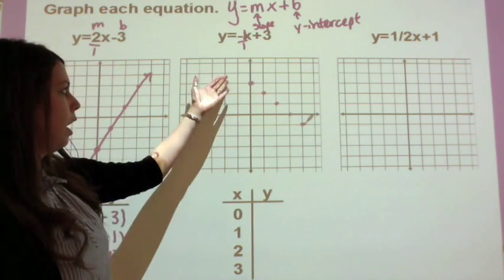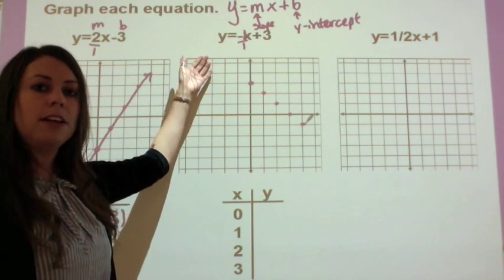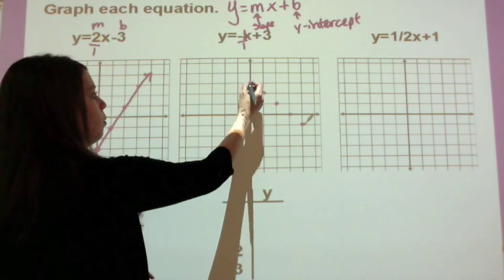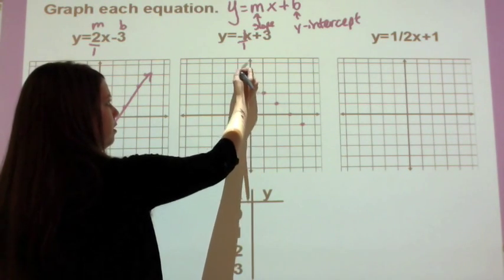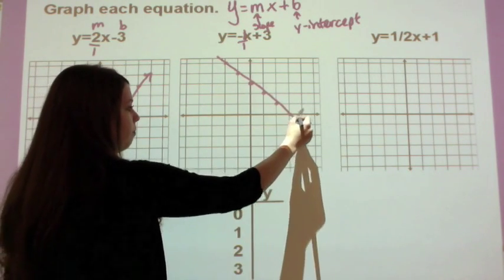You might be wondering, how do I get points on this side of the line? To get points on that side of the line, you do the opposite. Since we went down and to the right, we're going to go up and to the left. Okay, and that's my line.